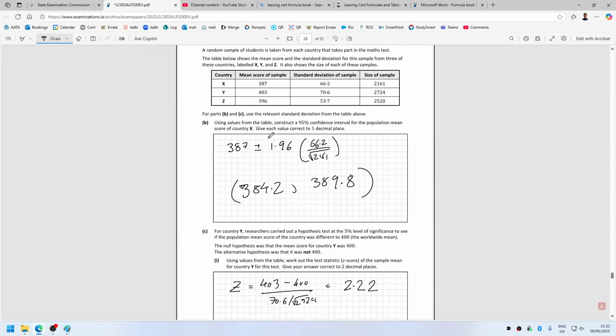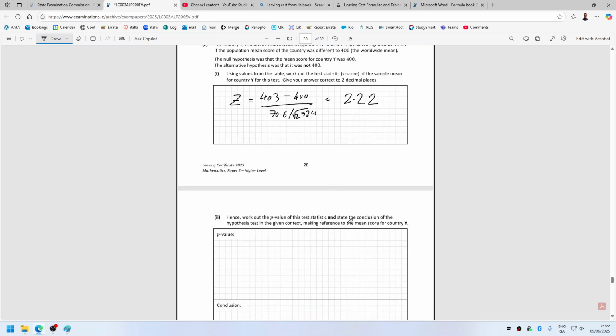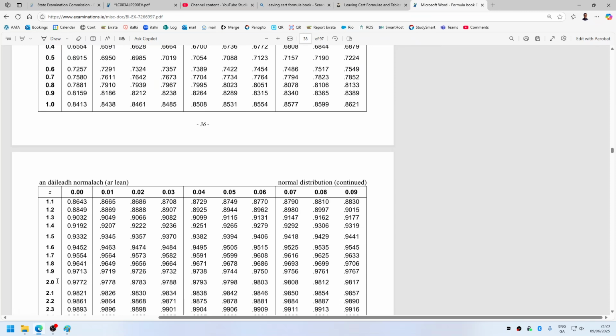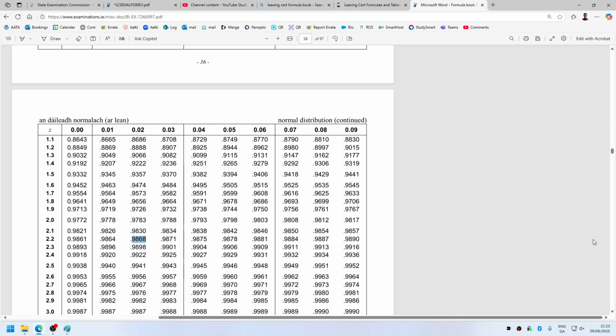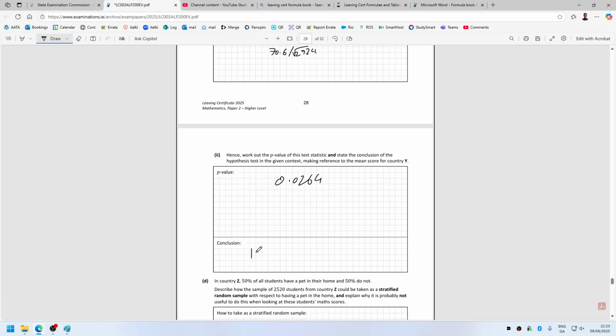For country Y, hence work out the p-value. Right, the p-value, let's have a look here. 2.22. 2.22 is that. So in the tail is 1 minus 0.9868, times 2. So that is 0.0264. So p is less than 5%, so that means reject the null.